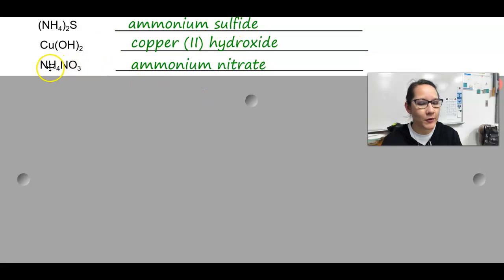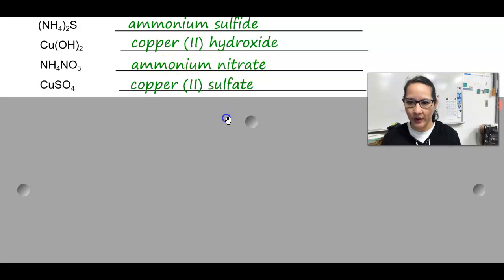This one, everything has a cation and an anion if it's ionic. So the cation here is NH4, that's ammonium, and then the anion is NO3, that's nitrate. So this is ammonium nitrate. Next, copper is a transition metal, so it has to have a Roman numeral. You're going to have to use the box method with this one. Because the sulfate has a -2 charge, the copper must have a +2 charge, and so this is going to be copper 2 sulfate, because we have only 1 copper to 1 sulfate.